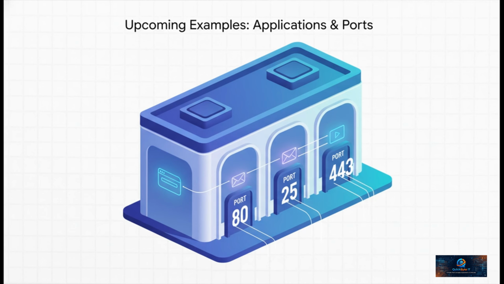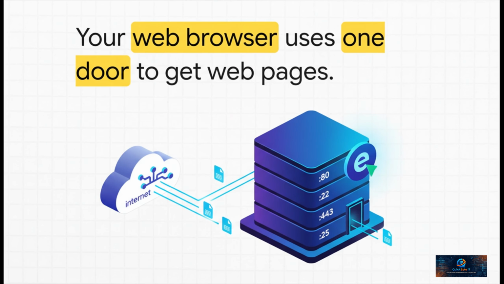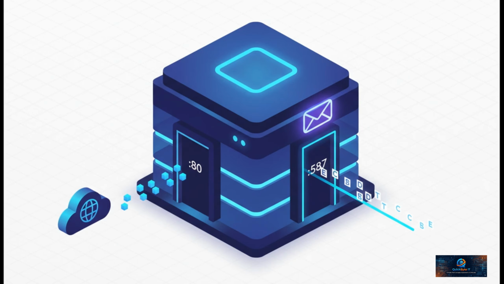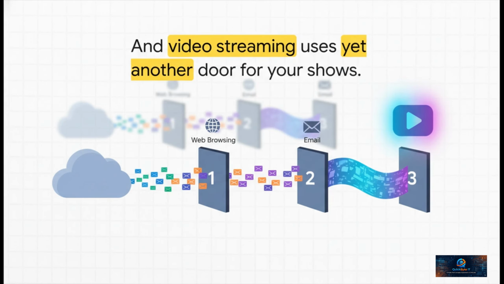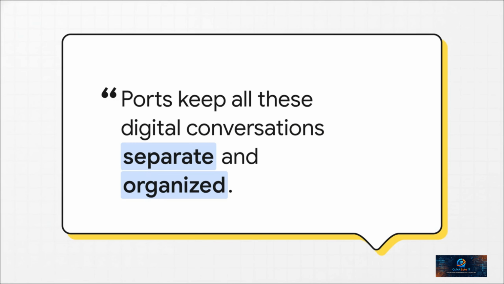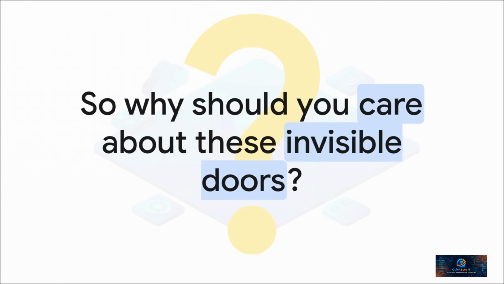And you're actually using these ports all the time without even thinking about it. So your web browser, it's using one door specifically for getting web pages. At the same time, your email app uses a totally different door for your messages. And yeah, that video you're streaming, you guessed it, it's got its very own door too. Ports basically keep all these digital conversations separate and organized. No chaos.